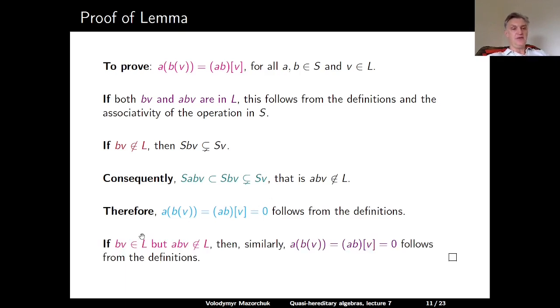If the element BV belongs to L, but the element ABV doesn't belong to L, then similar arguments show that both sides of our equality are equal to 0. And this proves our lemma.